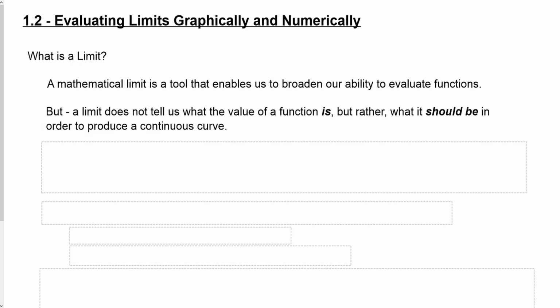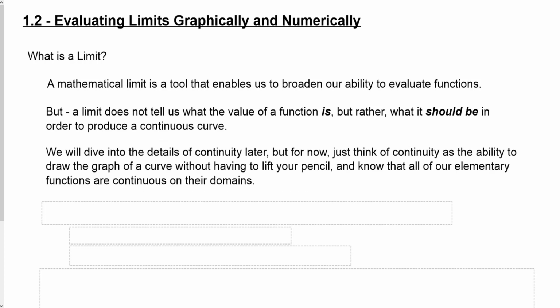However, a limit does not tell us what the value of the function is, because generally it's undefined, but rather what it should be in order to produce a continuous curve. And I'll explain that through some examples, and hopefully that will make sense to you in just a few minutes.